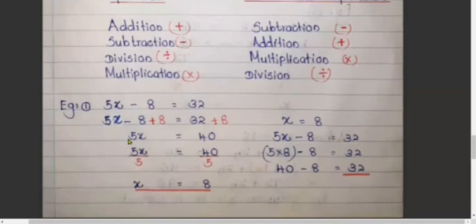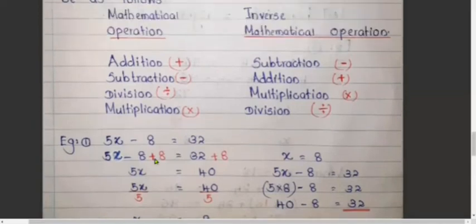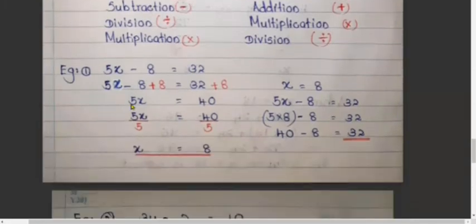Here 5x. 5x means 5 multiplied by x. What is the inverse mathematical operation of multiplication? Division. Then you can see 5x, 5 multiplied by x, divide by 5. Here also you have to divide by 5. Both the sides you have to divide by 5. Then what is remaining here? X. 40 divided by 5, 8. Now what is the value of x, children?